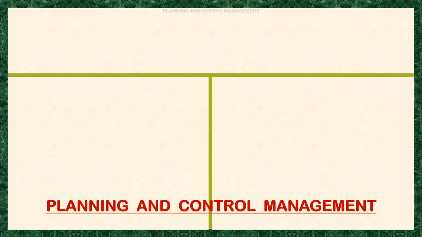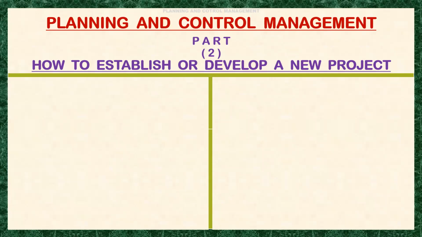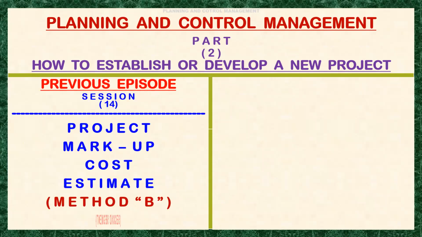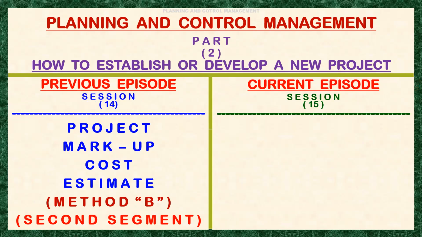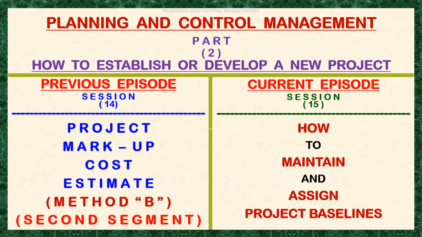Okay, let's start. Planning and control management part 2 on how to establish or develop a new project. Our previous episode was session 14, project markup cost estimate method B on the second segment. So we completely finished method B. Our episode for today is session 15, and this is how to maintain and assign project baselines.